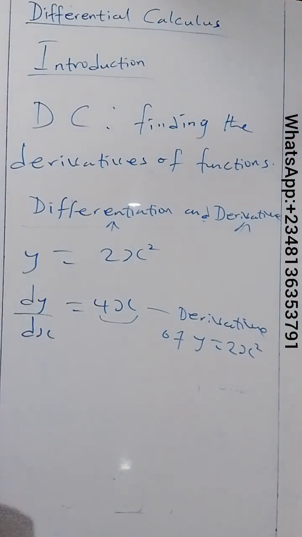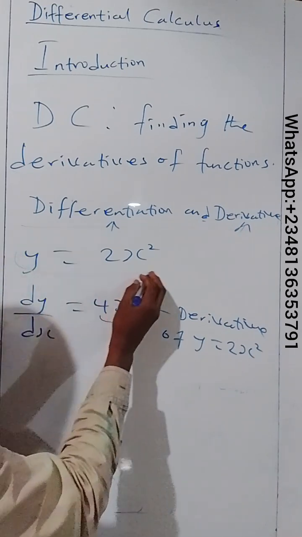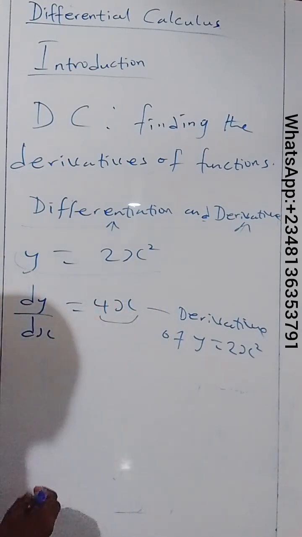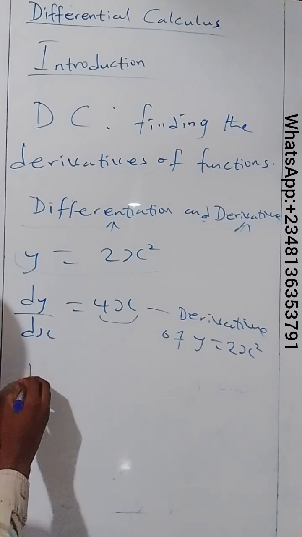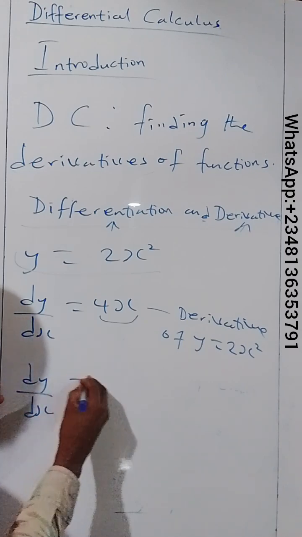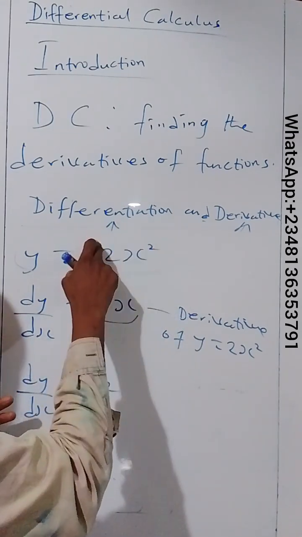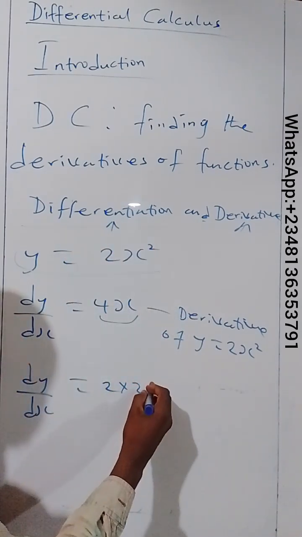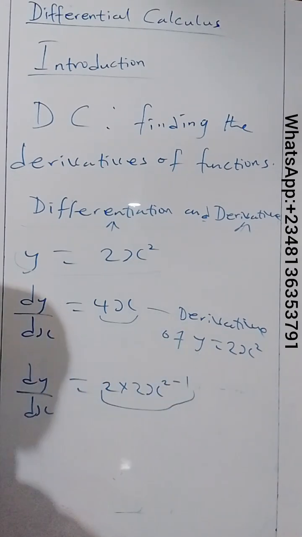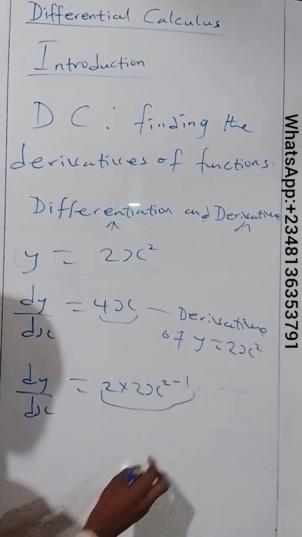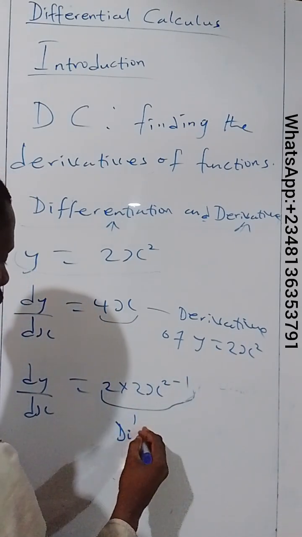But the process, the rule that we apply to find this derivative, is known as differentiation. What is the rule? The rule we apply is that dy/dx is equal to 2, we multiply by the power 2, 2 times 2, then we have x to the power 2 minus 1. This is the process, the method, the rule we apply that helps us find this result. This process is known as differentiation.